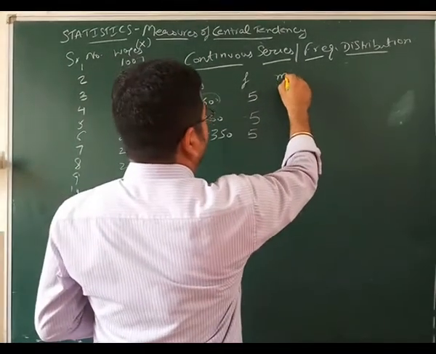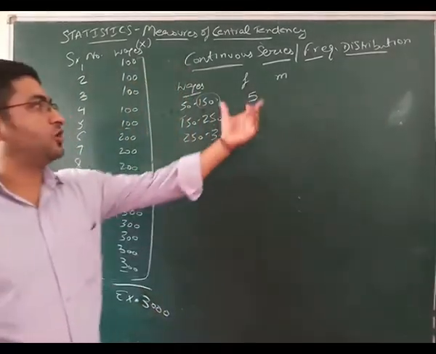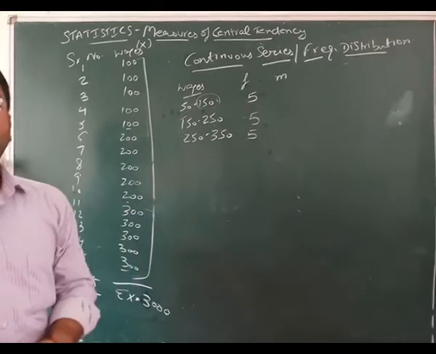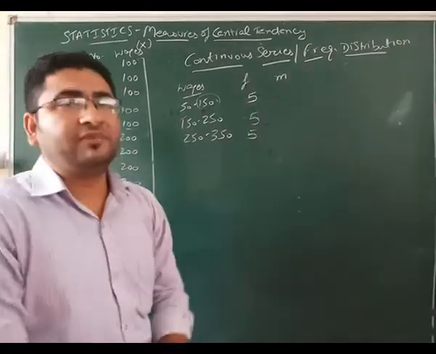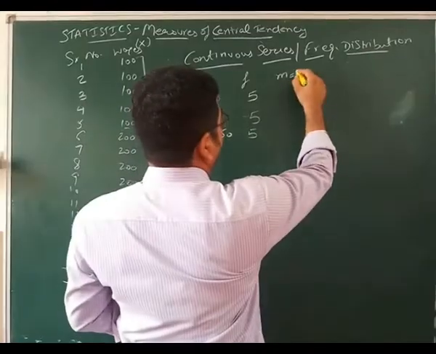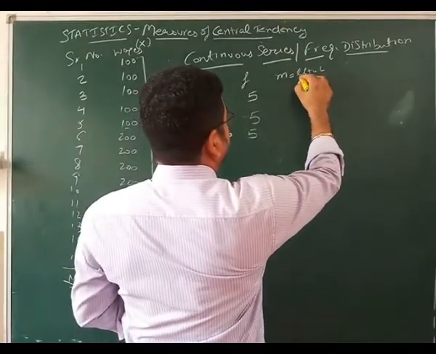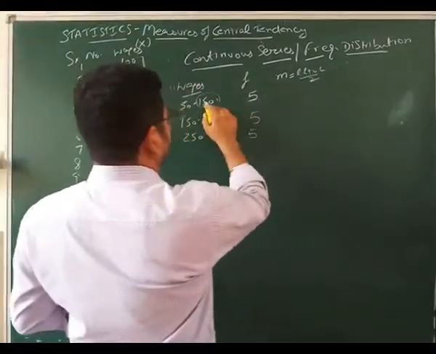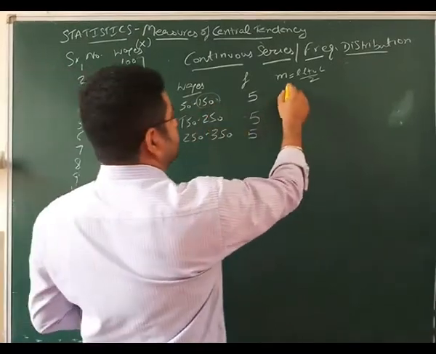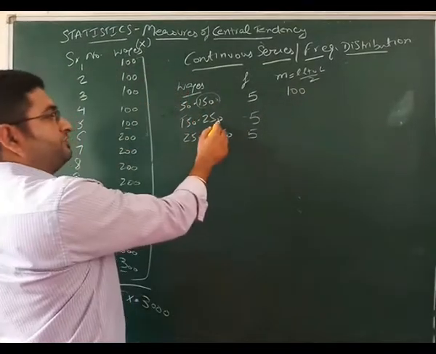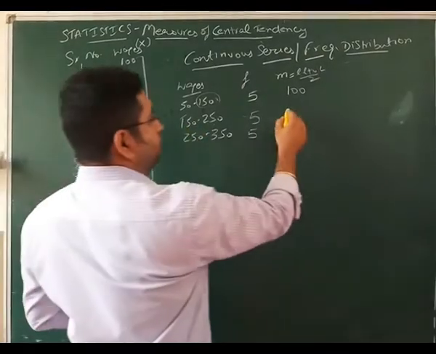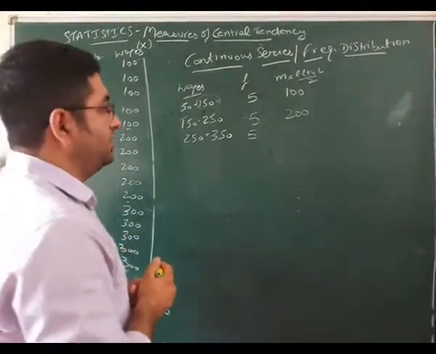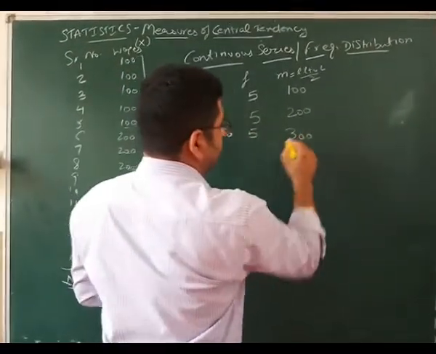Now I will have to calculate the mid values because I cannot multiply this frequency with this class interval range. So I need to have the mid values. Mid values will be lower limit plus upper limit divided by 2, so the average of the class interval limits. So 150 plus 50 is 200, divided by 2 is 100. 250 plus 150 is equal to 400, divided by 2 is 200. 350 plus 250 is equal to 600, divided by 2 is 300.